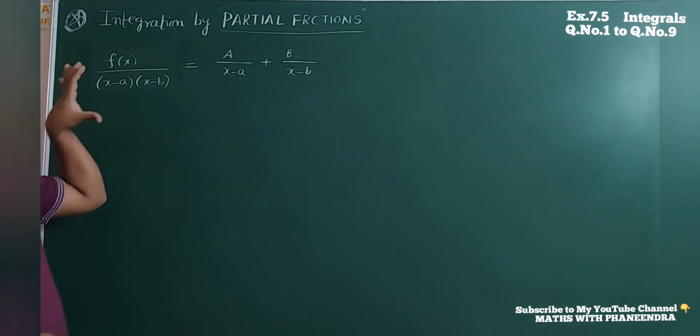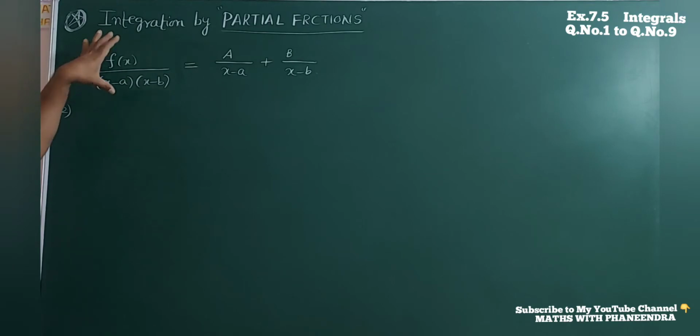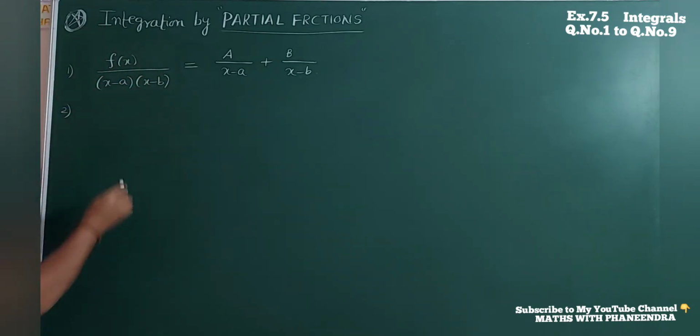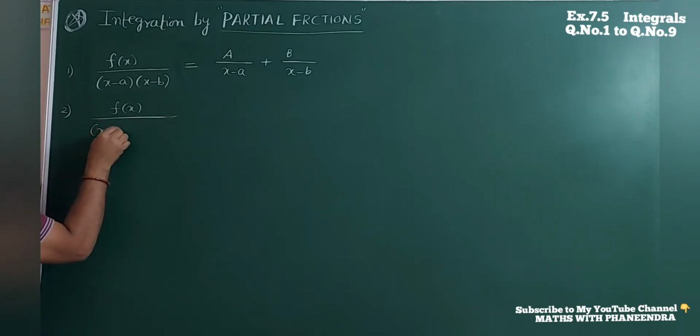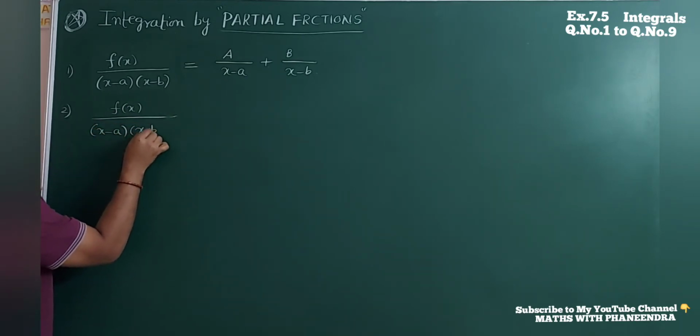Suppose the given fraction is in terms of three linear factors, f of x divided by x minus a into x minus b into x minus c.